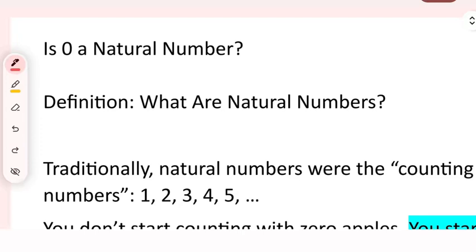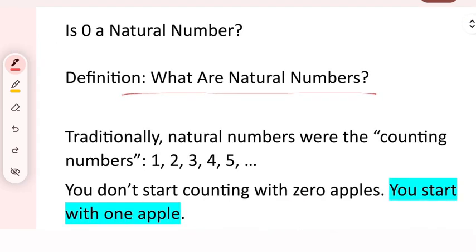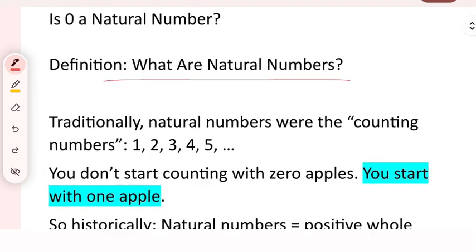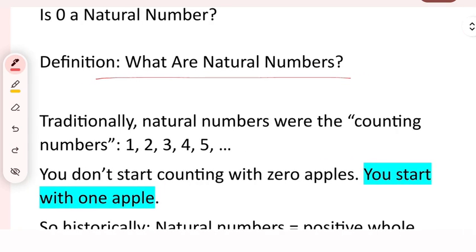First, before we answer that question, let us define what a natural number is. What do you think natural numbers are? Traditionally, natural numbers were counting numbers. Natural numbers are the counting numbers like 1, 2, 3, 4, and so on, 5, 6, 7. Those are natural numbers.